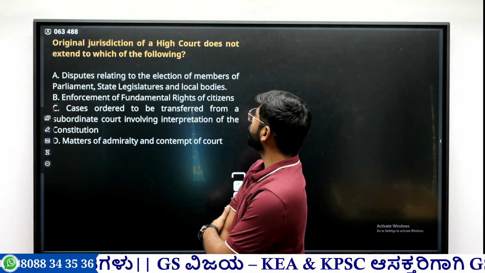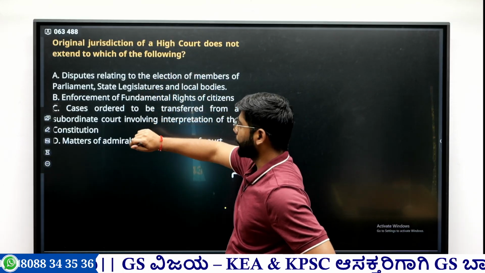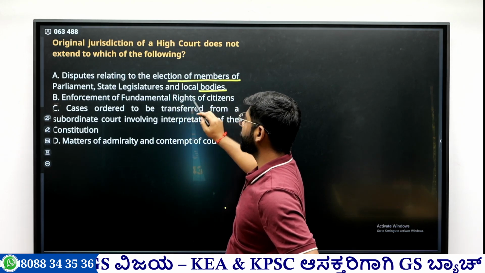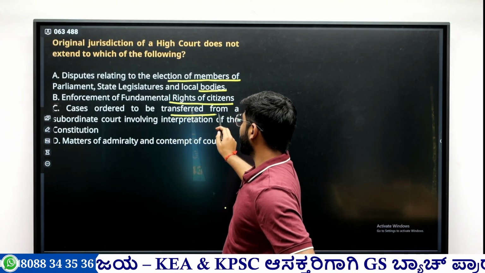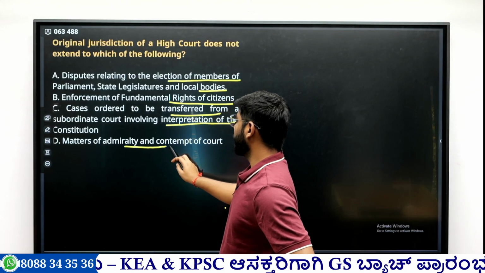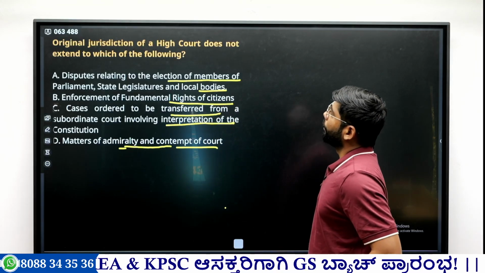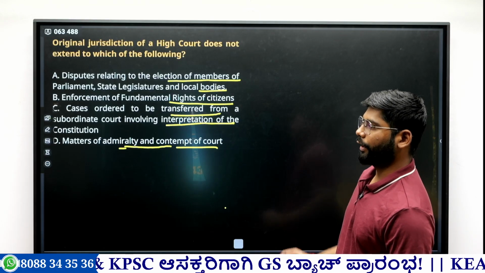Then, where does the original jurisdiction of High Court not extend? Dispute relating to election of members of Parliament, state legislature, local bodies. Then enforcement of fundamental rights of citizens. Then cases to be transferred from the subordinate court involving interpretation of the Constitution. The matters of admiralty and contempt of court. Where do you think the High Court's original jurisdiction does not extend?